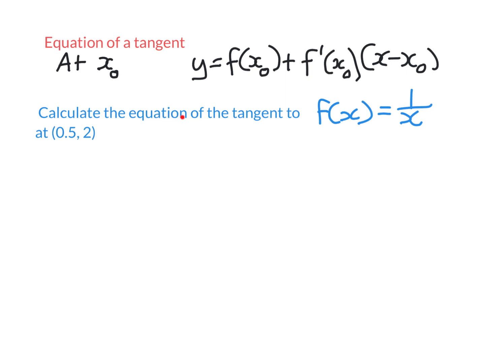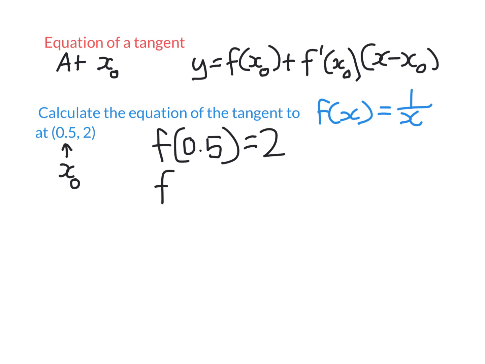So we're going to calculate the equation of the tangent to f(x) equals 1 over x at the point 0.5, 2. So first thing we're going to do is calculate f of x0. So this here, 0.5, is like our x0. So the function evaluated at 0.5 is 1 divided by 0.5, which is 2. Now we also need to evaluate the derivative at that point. That will tell us the gradient of the tangent to this curve at the point.